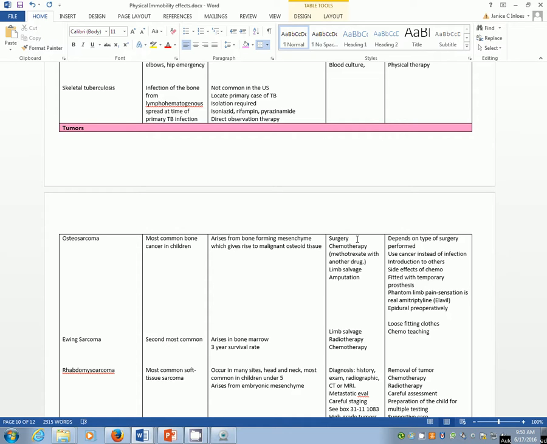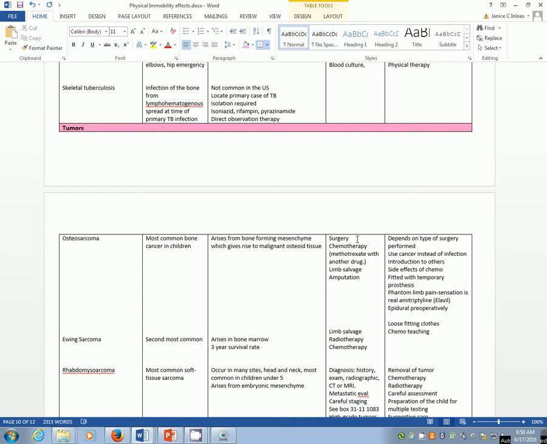With Ewing sarcoma, it's the second most common. It's going to arise in the bone marrow. They have a 3-year survival rate. They usually don't have a very good outcome prognosis. We do limb salvage. We do radiation therapy. We do chemotherapy. Again, they need to know the side effects of chemotherapy.